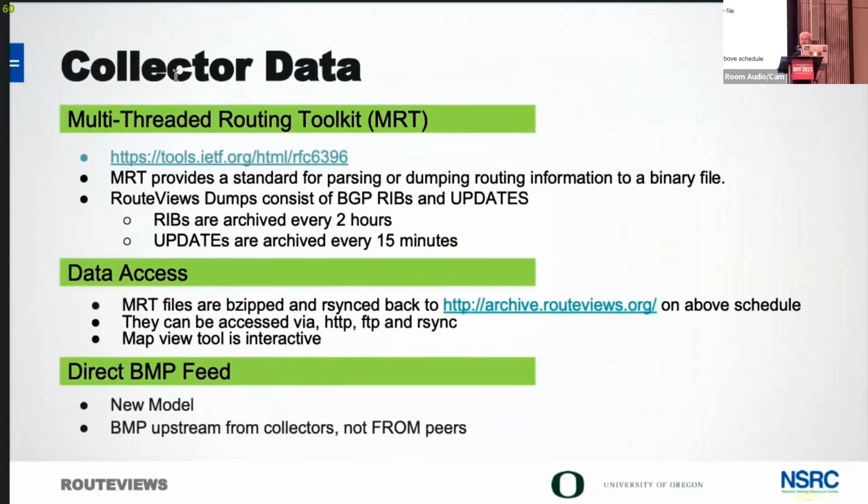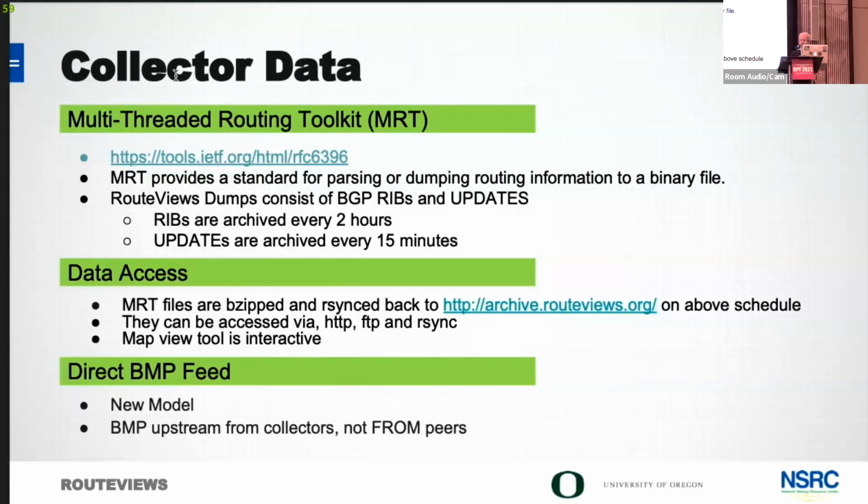The data itself is archived using MRT, the multi-threaded routing toolkit. RFC 6396 documents this, and it's a standard for dumping the tables, and we compress it in a binary file format. We provide two different snapshots. We do a full RIB archive every 2 hours. And then every 15 minutes, we provide just the updates. And this is kept live. We have the full 20+ years of data archived there at archives.routeviews.org, the link. They're all bzipped. You can get to them with HTTP, FTP, rsync. And of course, that map tool I showed you is interactive, and I'll give you a little bit of that.